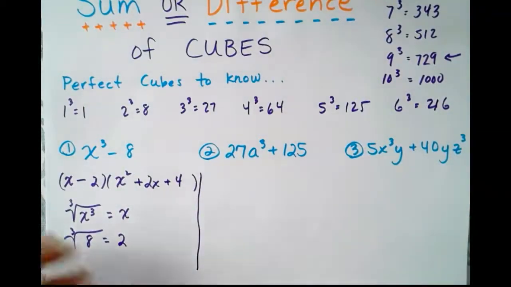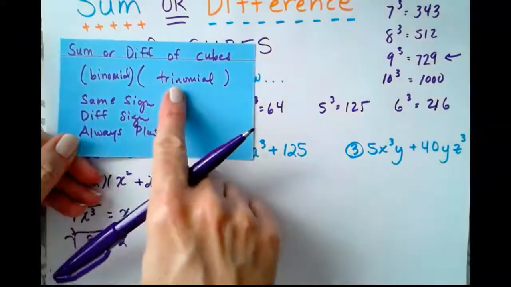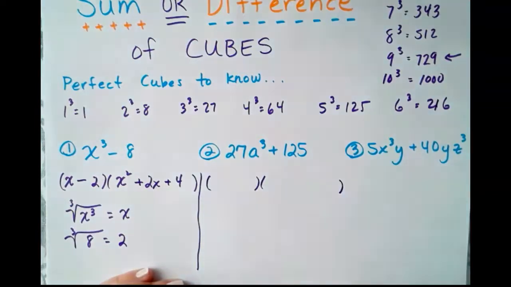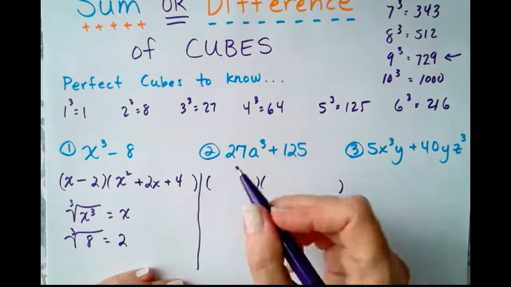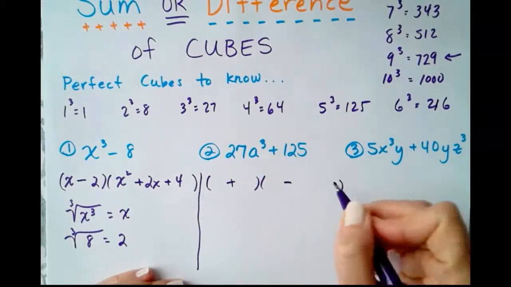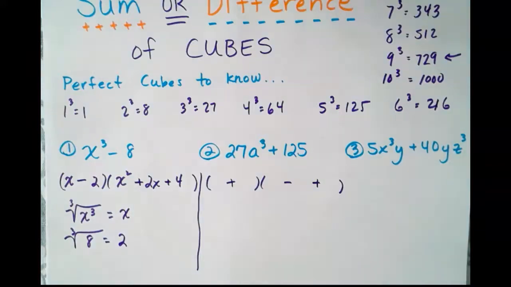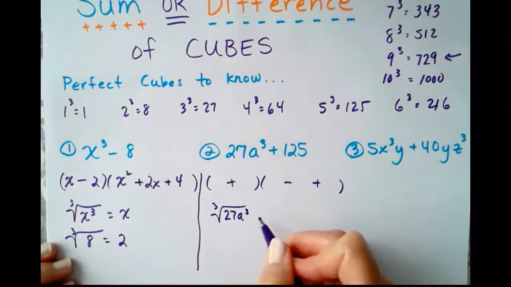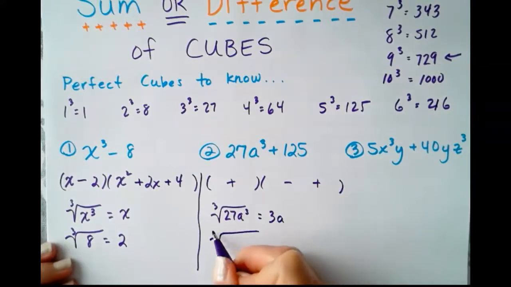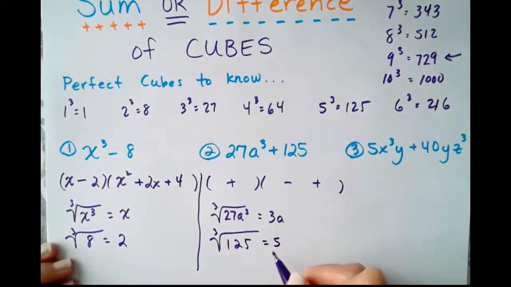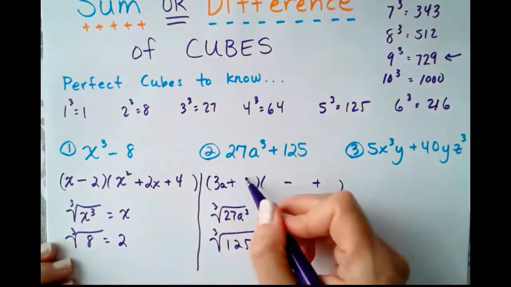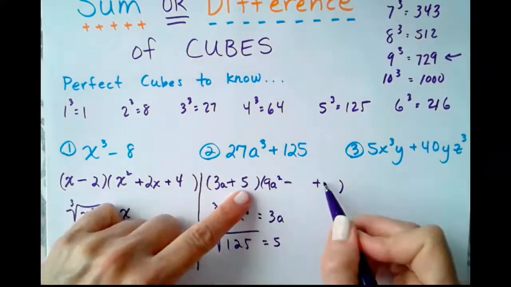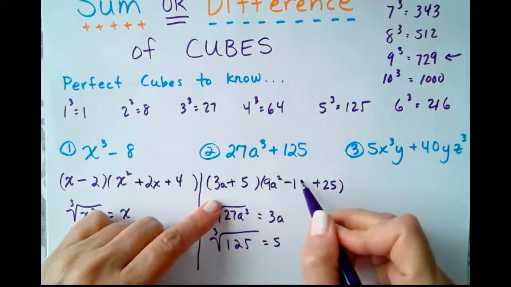Let's do it again. Once again, remember every single time it's going to be a binomial times a trinomial. So go ahead, lay that down. Binomial times a trinomial. This time it's a sum. Same sign, different sign, always plus. Always, always, always going to be that. So, cube root of 27a cubed is 3a. The cube root of 125 is 5. So, 3a plus 5, square the first, square the last, multiply together.